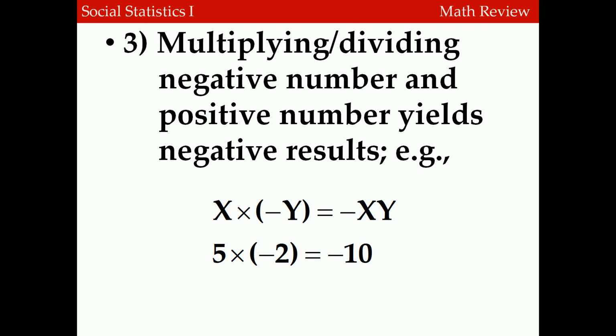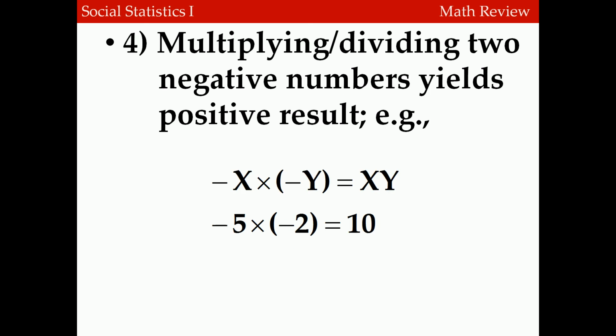And then a third rule is that when we're multiplying or dividing a negative number and a positive number, the result is going to be negative. If we take, again, two positive values, x and y, and we multiply positive x times negative y, the resulting product is negative xy. And so 5 times negative 2 is going to give us negative 10.